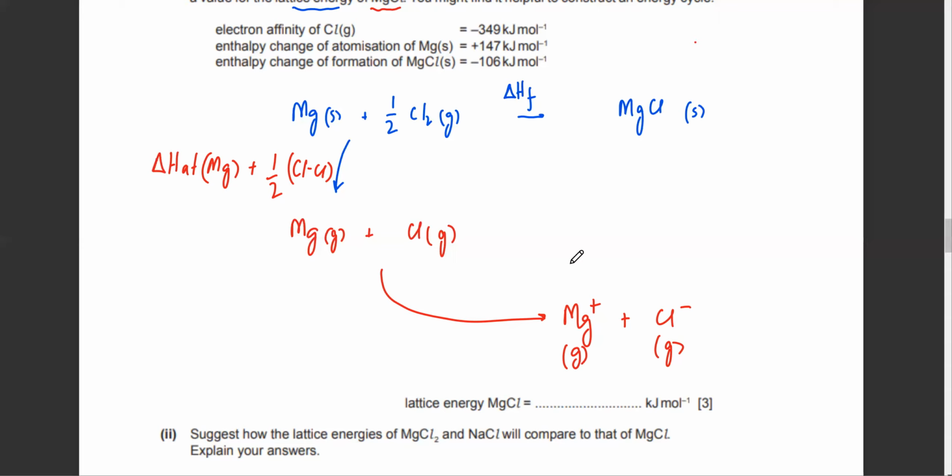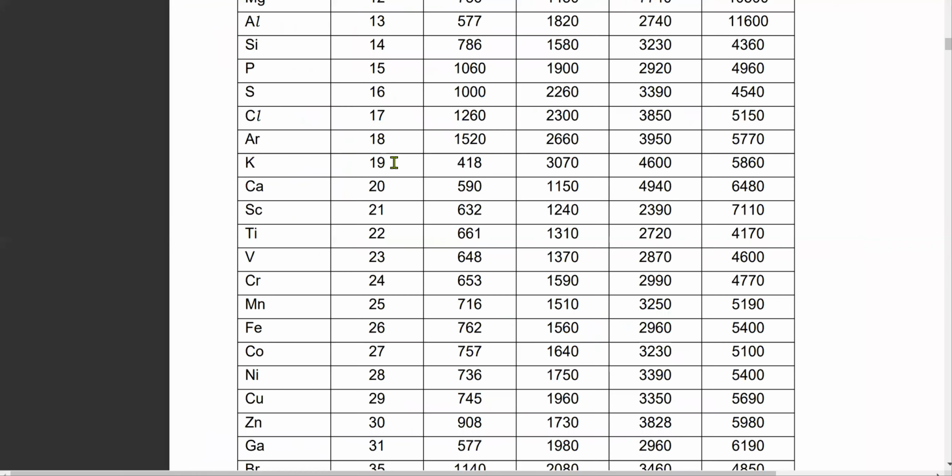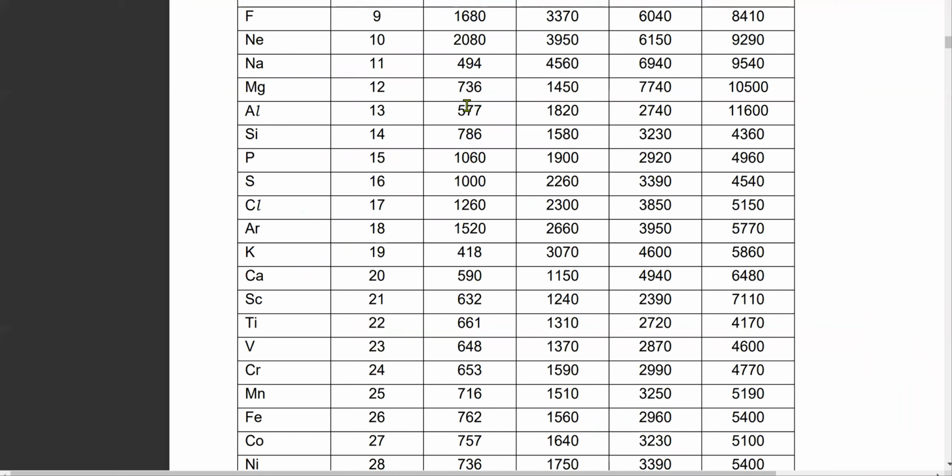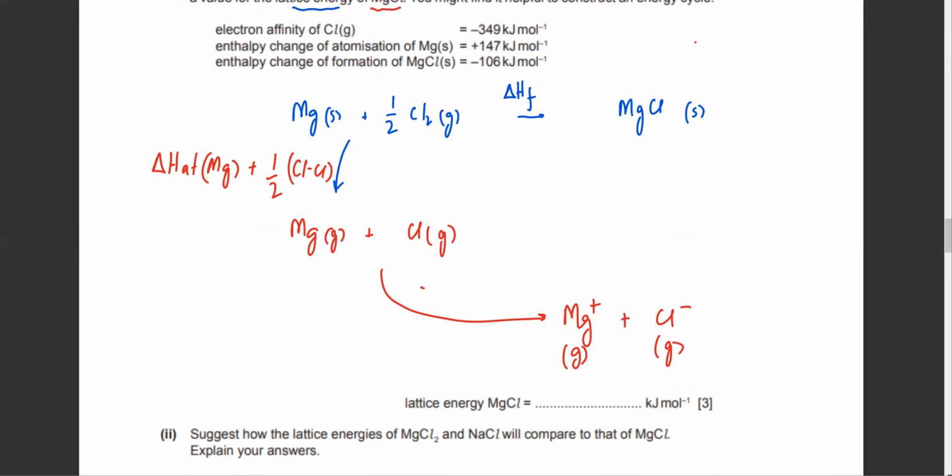So Mg is going to lose one electron. How do I figure that out? It's probably given in the data booklet over here. So that's 736. Remember, we're not going to talk about 2 plus because he's not asking for 2 plus. So it's 736. And then Cl needs to gain an electron. So electron affinity of Cl is given over here. That's minus 349. So that's two steps combined into one.